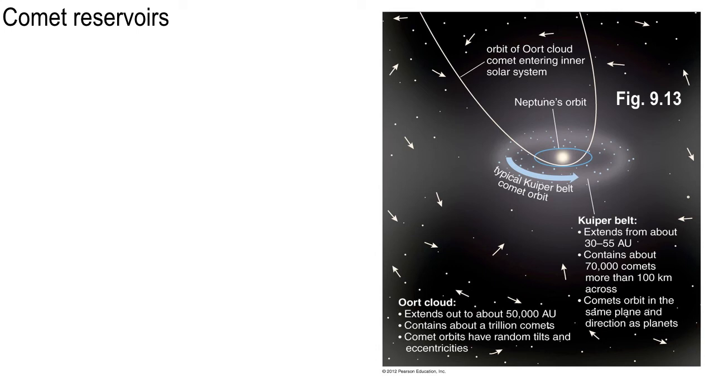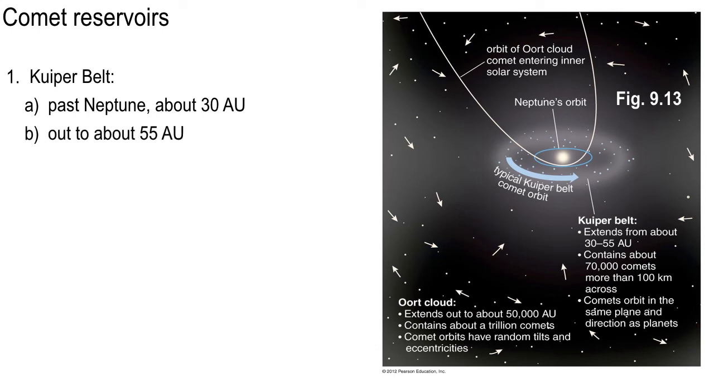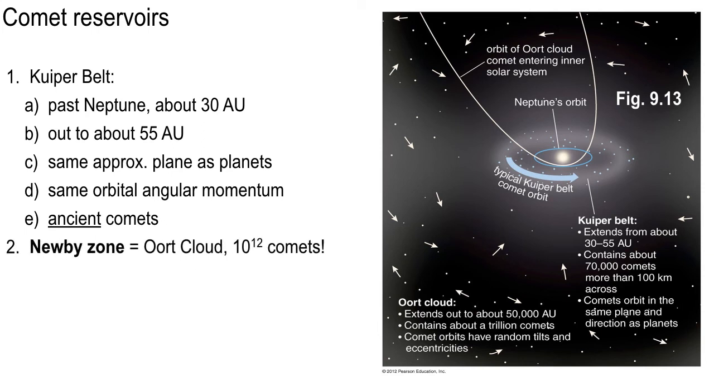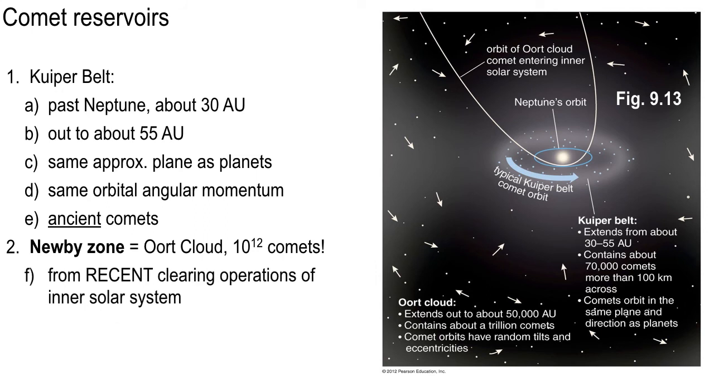But I'm sure they're trying to get more and more accurate counts on both of these formations. And it says here, comets orbit in the same plane and direction as the planets because they formed at the same time as the rest of the solar system. So here's the belt of comets, the Kuiper Belt, from 30 out to about 55 AUs. Same approximate plane. And these are the really, really old ones. Okay, they've been out there since Kingdom Come. Now the newbie zone is the Oort Cloud. About 1 trillion comets, we think. And this is from recent clearing operations in the inner solar system.